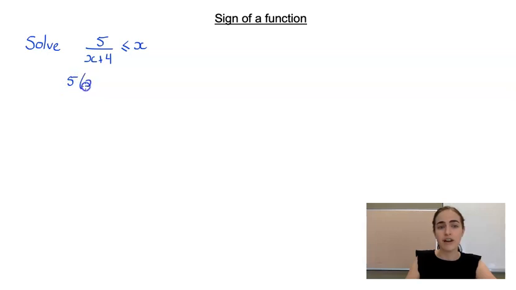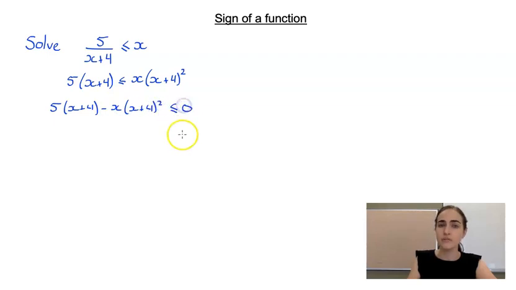So we're going to end up with 5 outside of x plus 4 because one of them would cancel with the denominator, and that's going to be less than or equal to x outside of x plus 4 all squared. We're going to move everything over to one side of the equal sign. So we're going to have 5 outside of x plus 4 minus x outside of x plus 4 squared is less than or equal to 0. Now I can factorize this by pulling out a common factor of x plus 4, which would leave me with 5 minus x outside of x plus 4, which is less than or equal to 0 still.